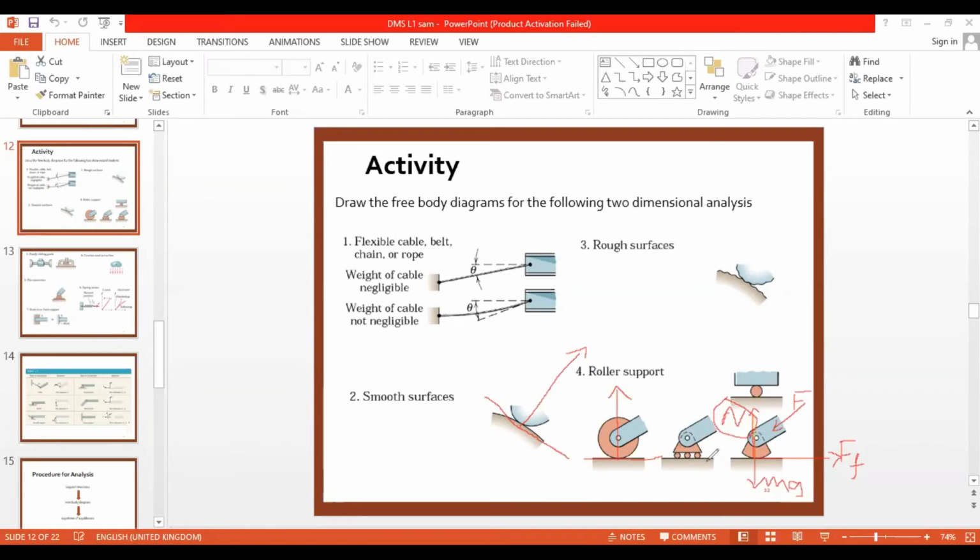Here we have three wheels, so there will be three forces. If it is asked to find the force on each wheel, then you need to mention three forces. If it is asked only to find the normal force, then it's enough to draw only one normal.